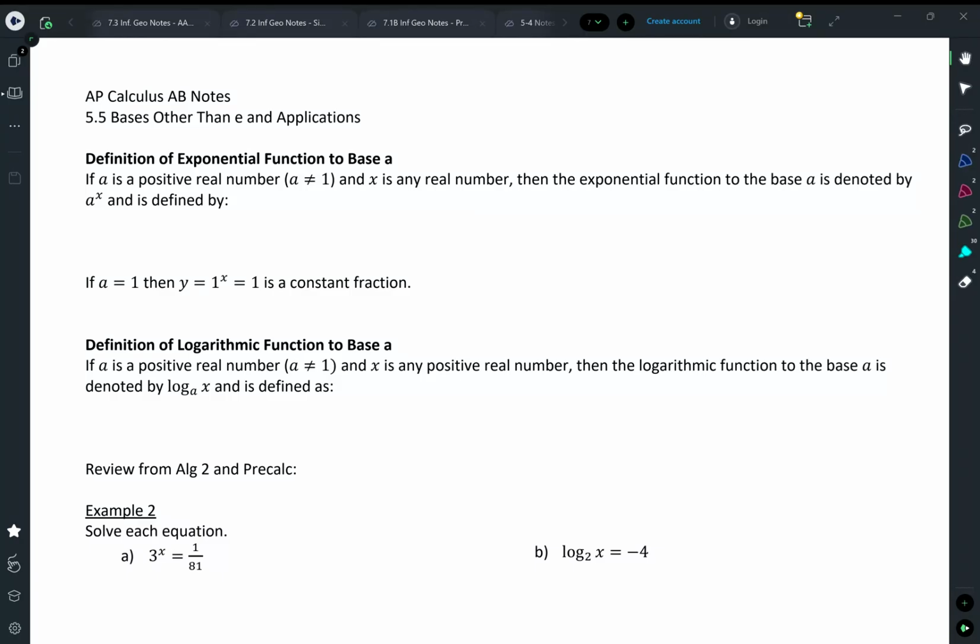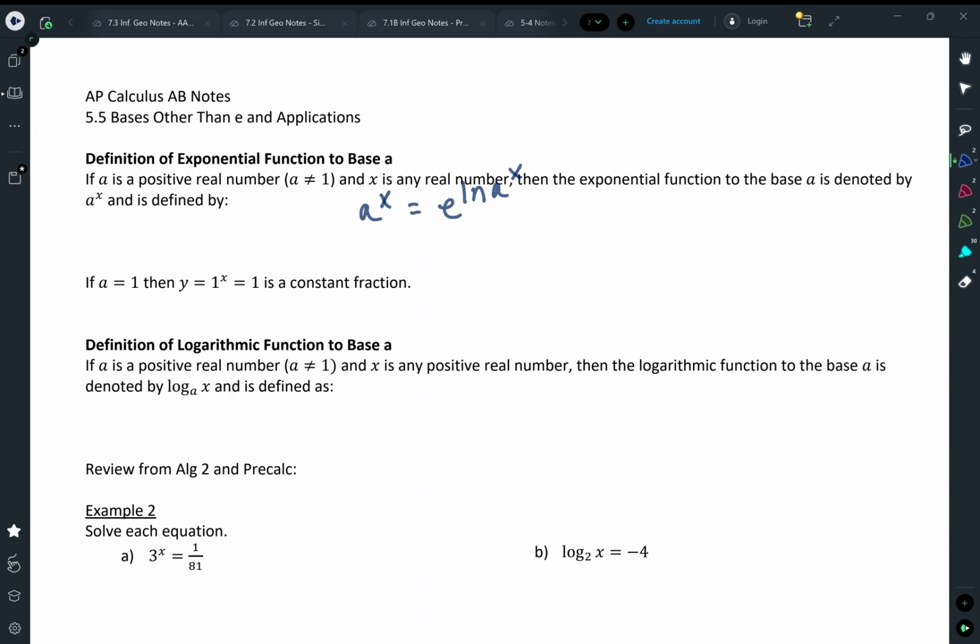It says if a is a positive real number, so a is not equal to 1, and x is any real number, then the exponential function to the base a is denoted by a to the x and is defined by, okay, so basically what I'm going to do here is rewrite this a to the x using the natural exponential function. So I'm going to write that a to the x is equal to e to the natural log of a to the x.